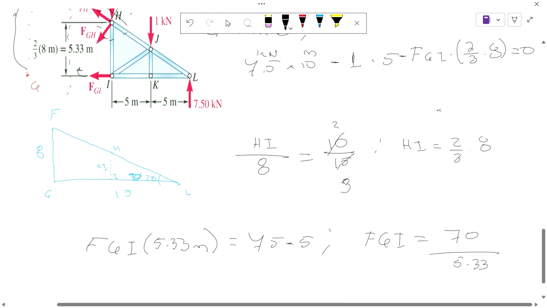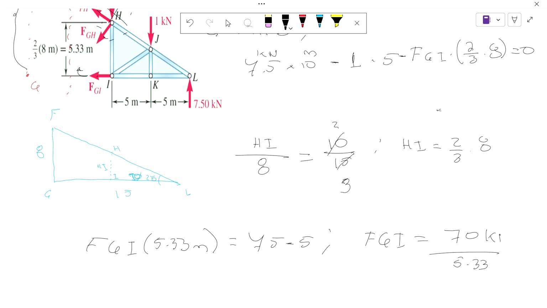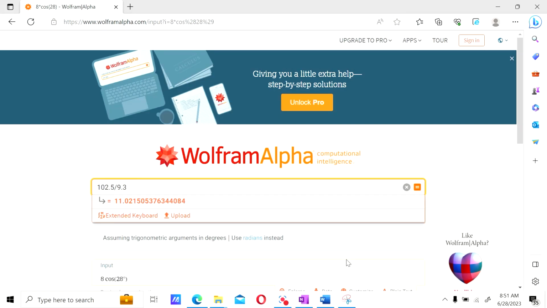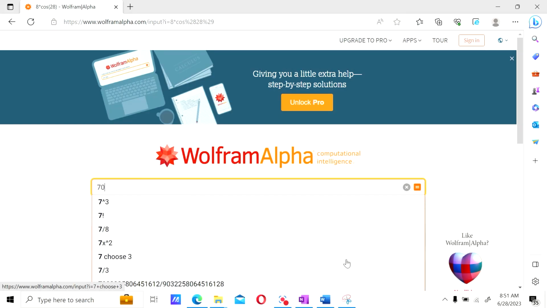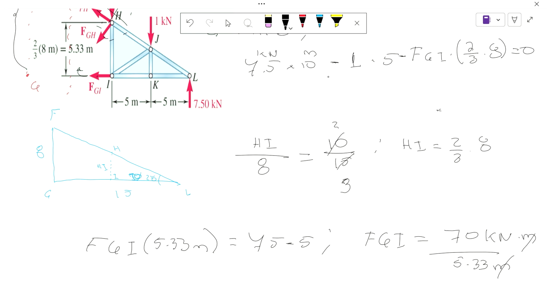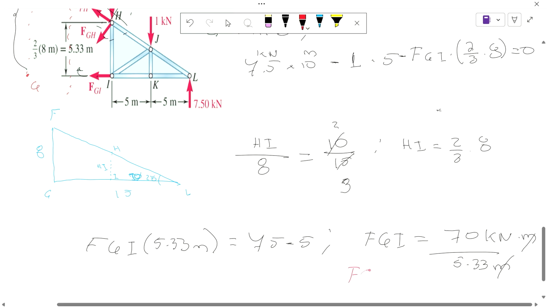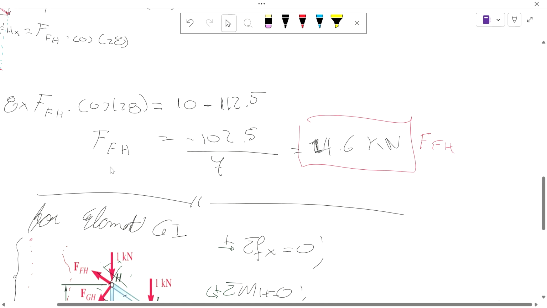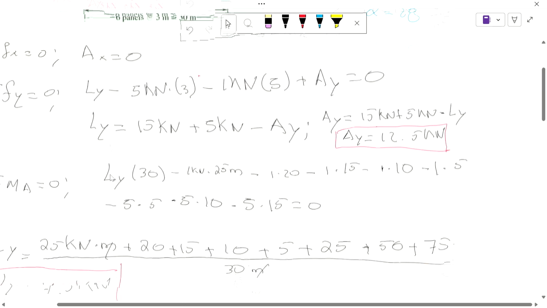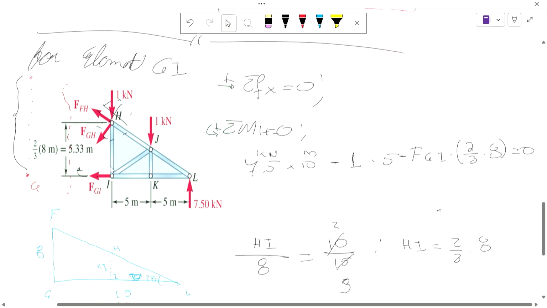And the units of this are kilonewtons per meter, and this is meter, so we should have a force at the end. 70 divided by 5.3 is 13.2. So FGI equals 13.2 kilonewtons. Okay, so this one is pretty simple as well. So we have found F to H and G to I. Now we only have to find G to H, which is not complicated at all.